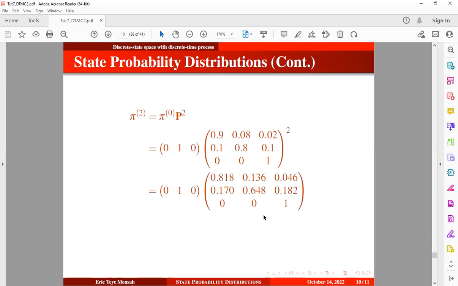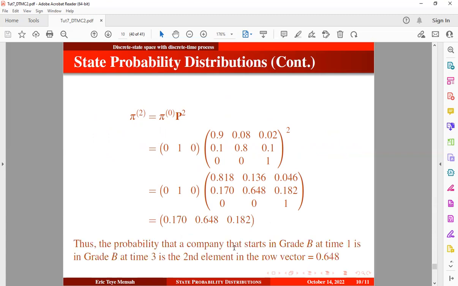So once we use a calculator to compute the square of the transition matrix, we are going to obtain this result. Once we multiply row by column, row by column, row by column, we're going to obtain this result. So therefore, the probability that a company that starts in grade B at time 1 is in grade B at time 3 is going to be the second element in the row vector, which is 0.648, this one, okay? So the probability that a company that starts in grade B at time 1 is in grade A at time 3 is going to be that, and is in grade D at time 3 is going to be that, okay?